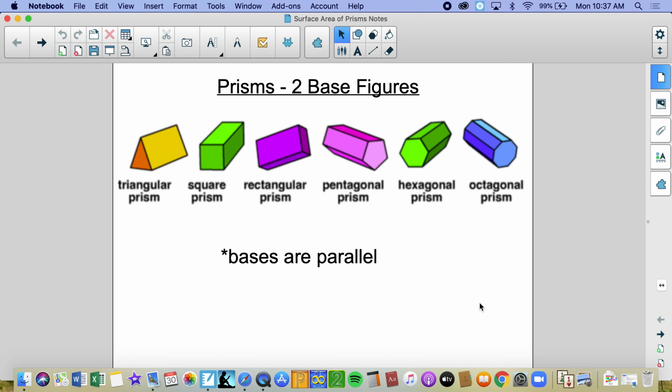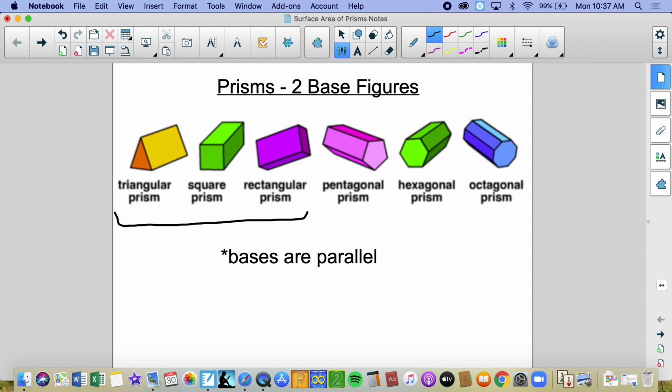Morning. Happy Tuesday. Today we are going to work on surface area of prisms. These are 6 examples of prisms. You have your triangular prism, your square prism, rectangular prism, pentagonal prism, hexagonal, octagonal. It can continue. The only ones that we are going to deal with are going to be these 3.